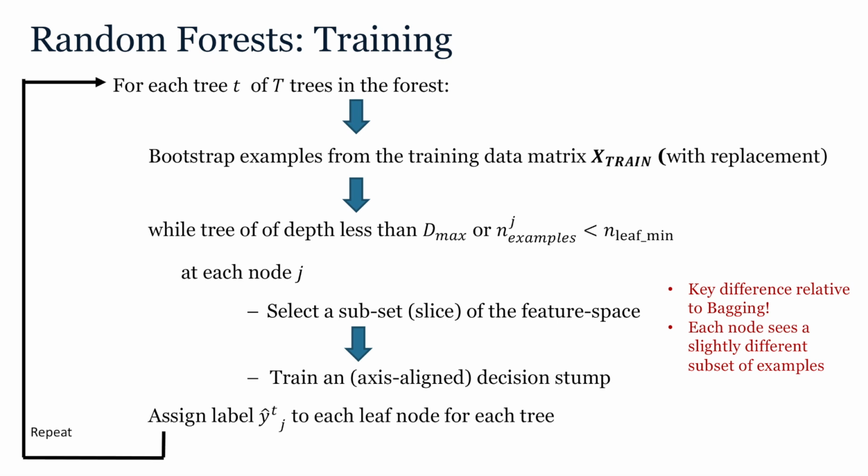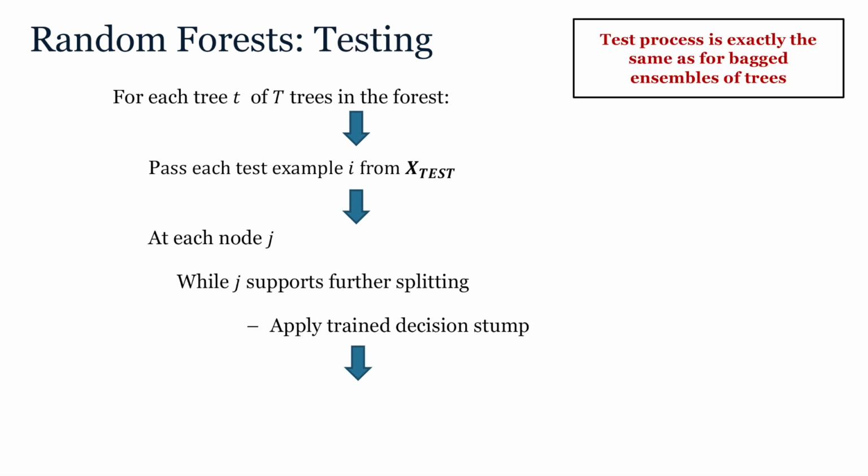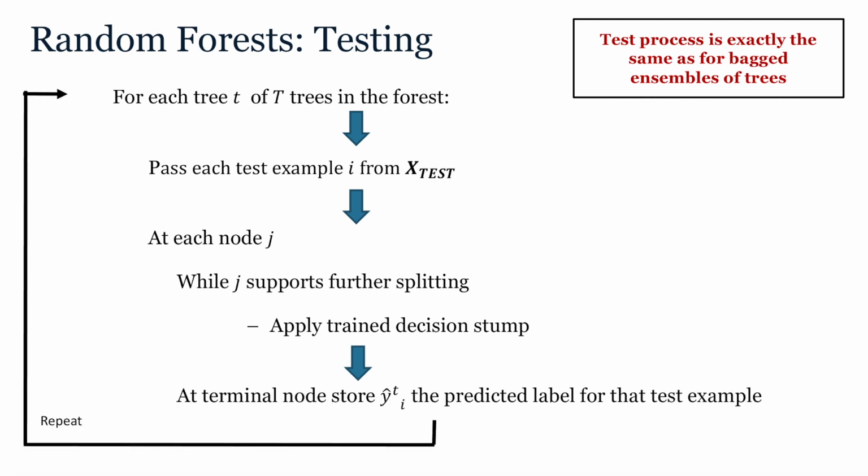Once trained, as before, each leaf node is assigned a prediction, and then the whole process is repeated for each new tree in the ensemble. Subsequently, at test time, each example is passed down all trees, and each test example is given a prediction for each tree model. Finally, an aggregated score is obtained across all trees in the exact same way as for bagging. Indeed, the whole test and train process is exactly the same as for bagged ensembles of trees, with the only exception being the random selection of feature subsets during training.